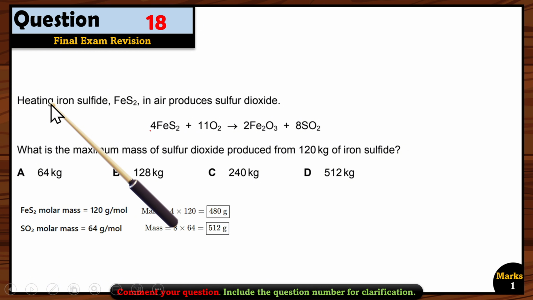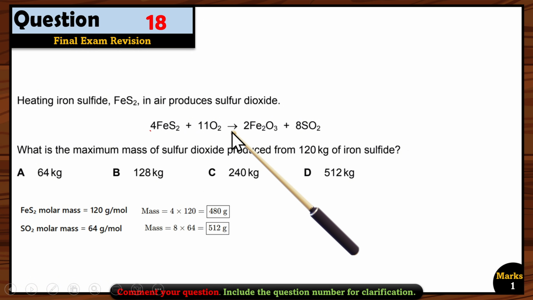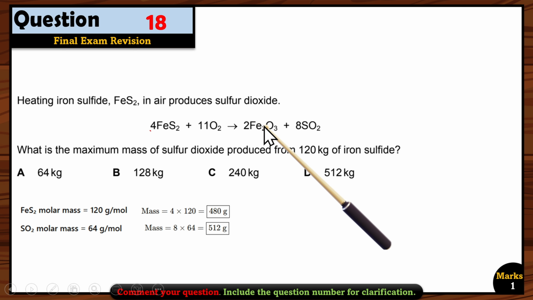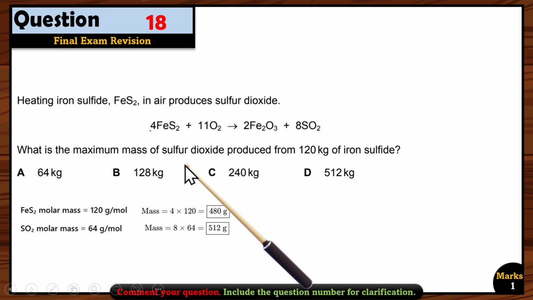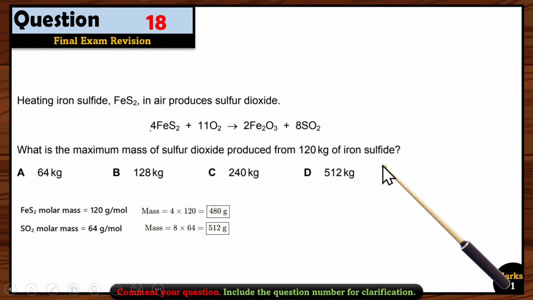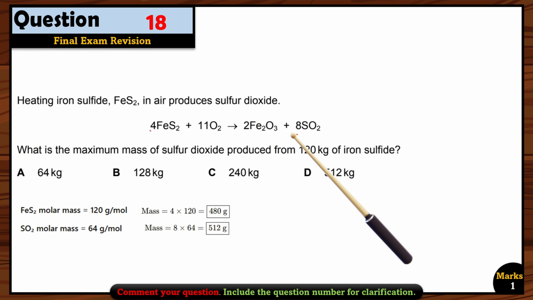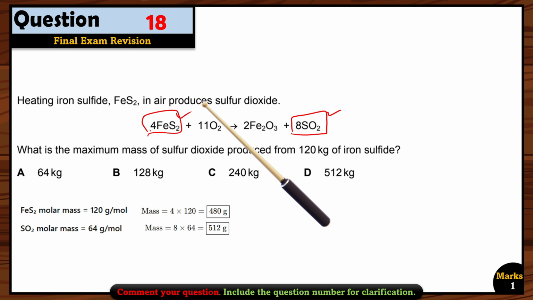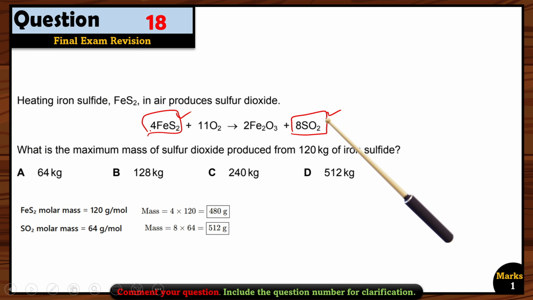Okay, let's see question 18. Question 18 is the same as question number 17, but there is only one difference. In question 17, we had 1 mole producing 1 mole of our product, whatever was asked in the question. But here they are asking about the maximum mass of sulfur dioxide and iron sulfide. These are two of our targets in this equation. Iron sulfide is here and sulfur dioxide is here. Now if you see, 4 iron sulfide has produced 8 sulfur dioxide.